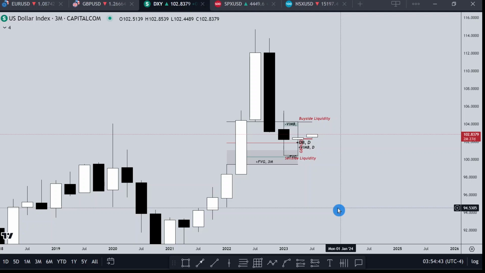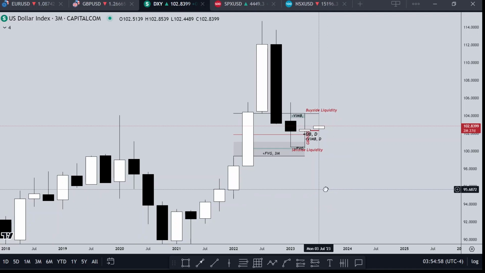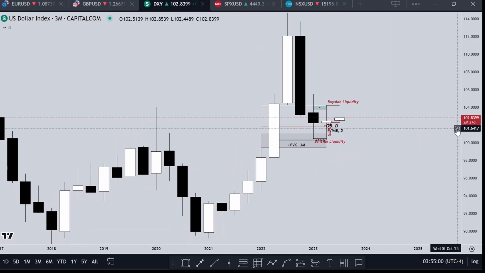So I'm gonna share my weekly bias and daily bias on the dollar index, on the pound USD, and then the euro USD. Okay, so we are gonna begin on the dollar index.